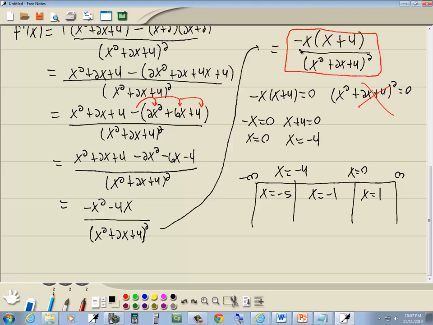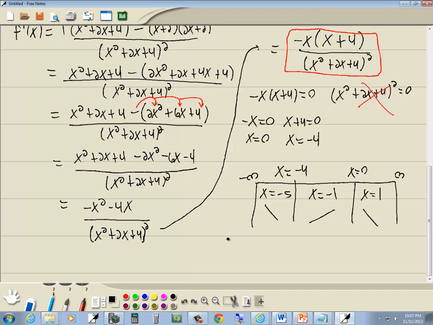So if I put negative 5 in for x, I'm going to have a negative negative, which gives me a positive 5. Negative 5 plus 4 is negative 1. So a positive times negative is negative, which means this is decreasing. Now if I put negative 1 in for x, I get negative negative 1, which is positive. Negative 1 plus 4 is positive. Positive times positive is positive, so increasing. And if I put 1 in, negative 1 is negative. 1 plus 4 is positive. Negative times positive is negative, so it's decreasing.